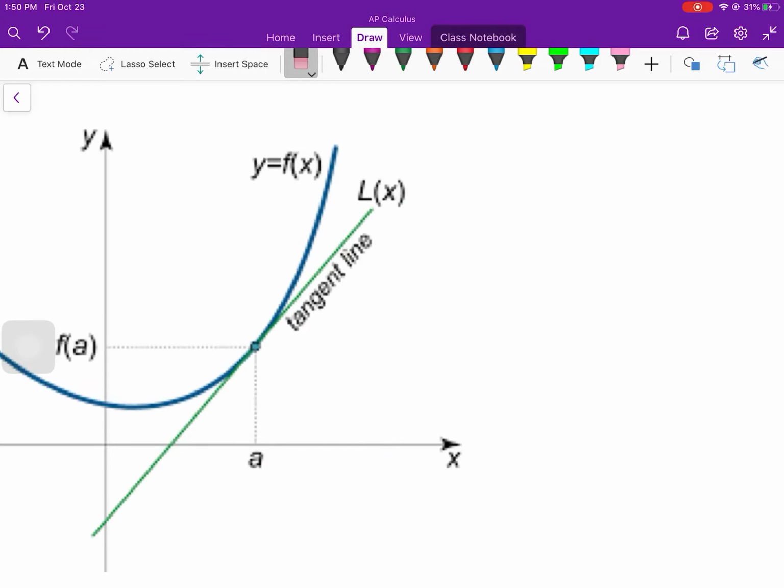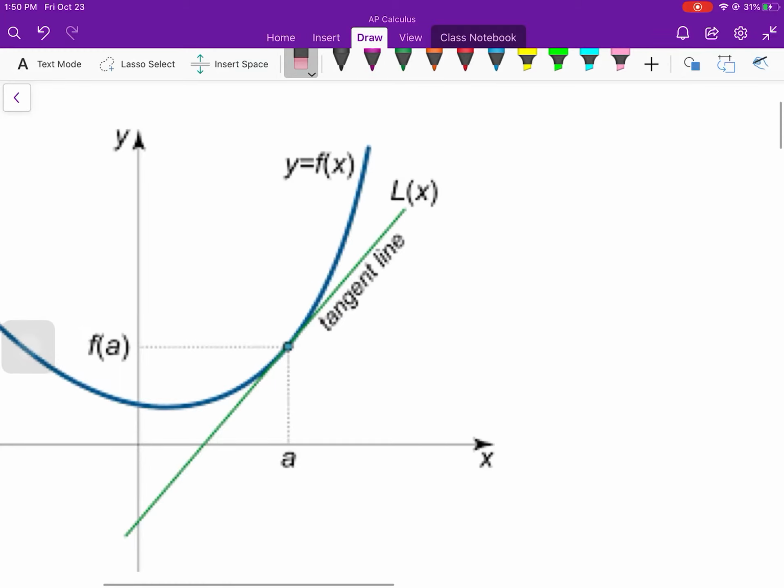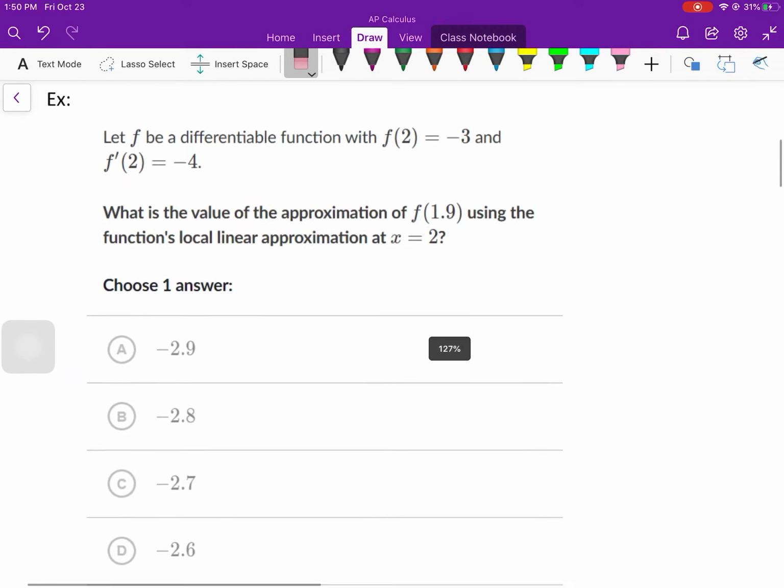So how do we do it? We're just going to write the equation of the tangent line all over again. I told you it's important. You've got to know how to write the equation of a line. So you're just going to write the equation of the line, plug in, and that's going to give you a close approximation to the point you're trying to evaluate. So let's look at an example. It might make more sense.